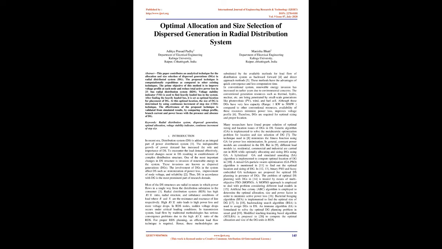The effectiveness of the proposed technique is validated from simulated results, by comparing voltage profile, branch current, and power losses with the presence and absence of DG. Keywords: radial distribution system, dispersed generation, optimal allocation, voltage stability indicator, continuous increment of step size.